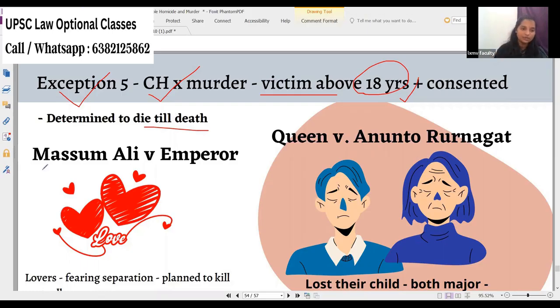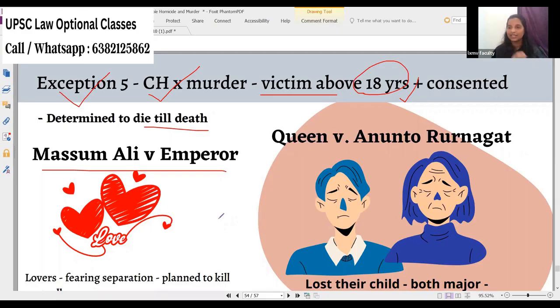Let me give you case laws. Masum Ali versus Emperor. What happened here? They were two lovers. They were afraid of separation. So they planned to kill each other. The boy actually killed the girl. And when he was trying to commit suicide, he was caught. Now he pleaded that he is protected under this exception because the girl consented. But the girl was almost only 16 years old. So her consent was not valid. He does not fall under this exception.